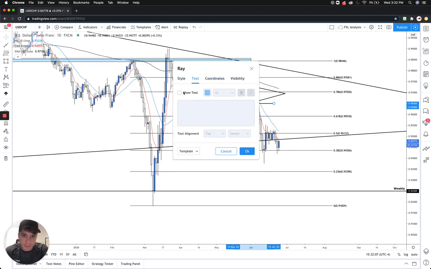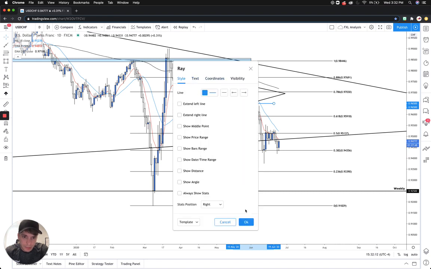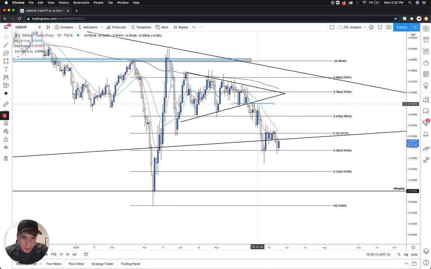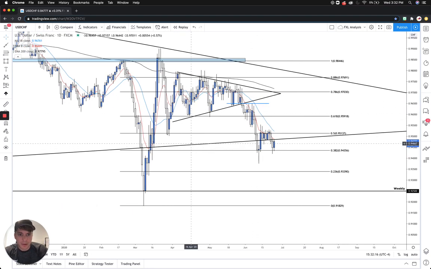96.5. Oh wait, I want to make it blue. That's why. There we go. Okay, cool. So you can see that it broke, retested, and then gave an entry example. So this is looking pretty good right now.